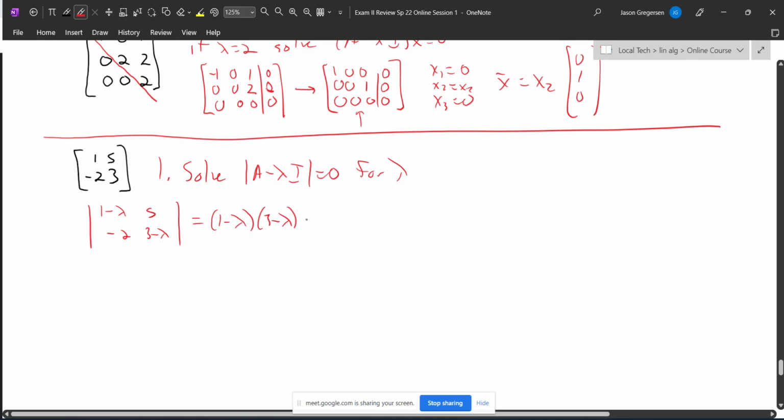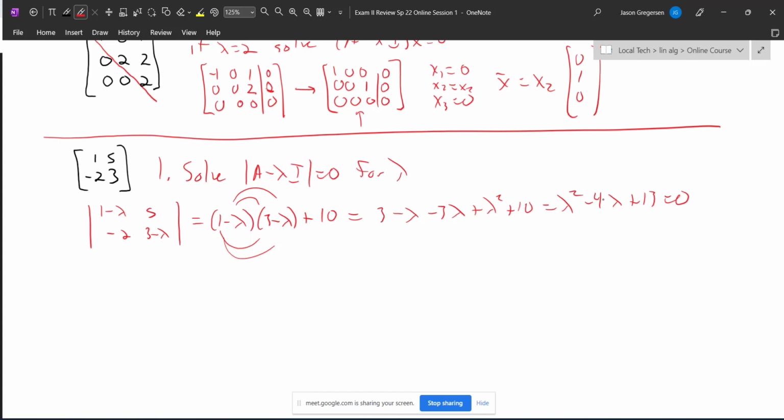Write out the definition of the determinant here. And then I'm going to say 1 times 3, 1 times negative lambda, negative 3 lambda, plus lambda squared, plus 10. I'm going to get lambda squared minus 4 lambda plus 13 equals 0. And then I'm going to try to factor it. I'm going to look at it. I know the factors of 13 are only 1 and 13. I really can't use those to create a negative 4. So after staring at it for a little bit, I'm going to have to use the quadratic formula.